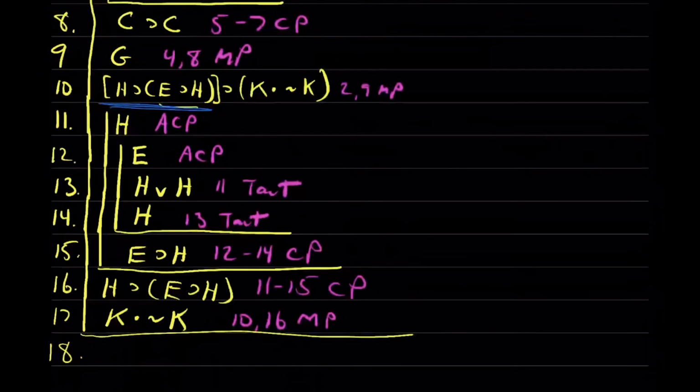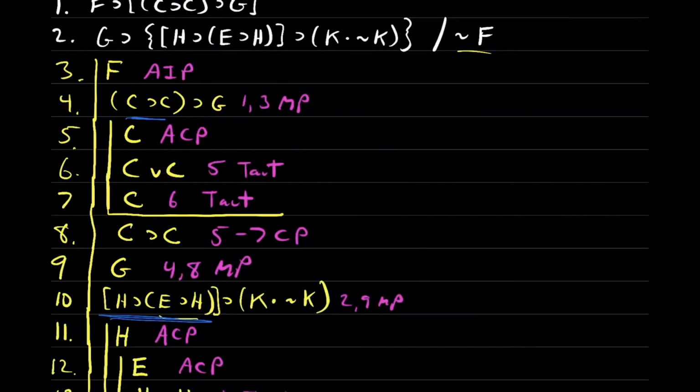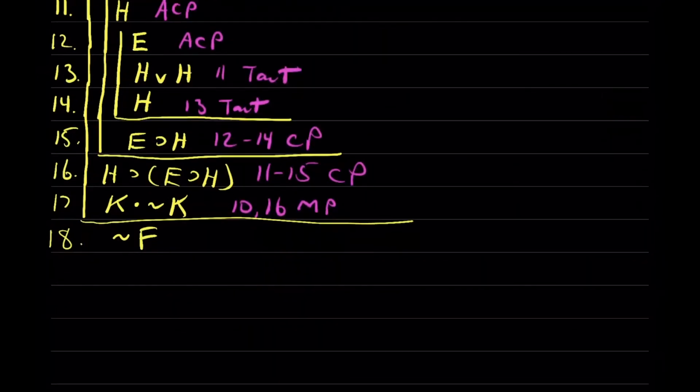So way down here on line 18, not F. And that's going to follow from, I have to remind myself which line we started with, line 3, all the way down to line 17. So line 3 through 17 by indirect proof. And we're done after 18 steps.